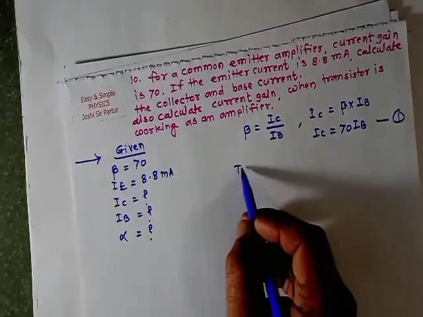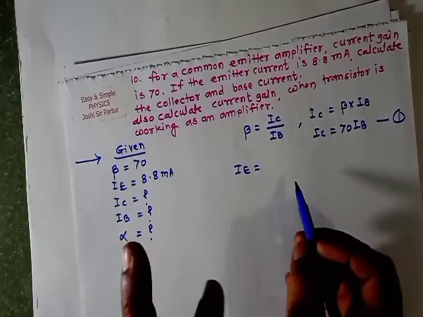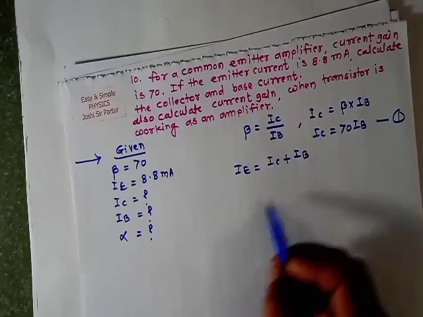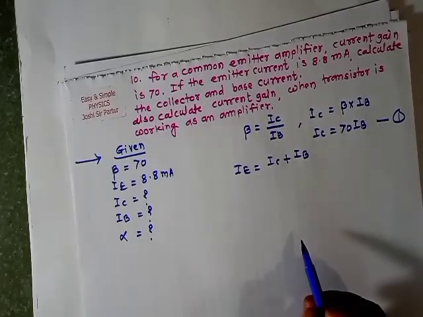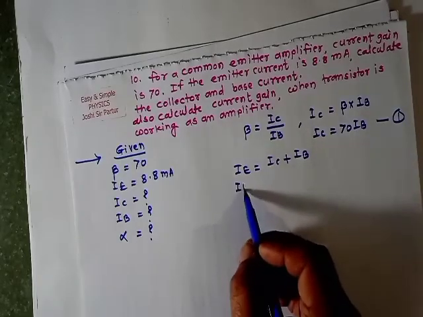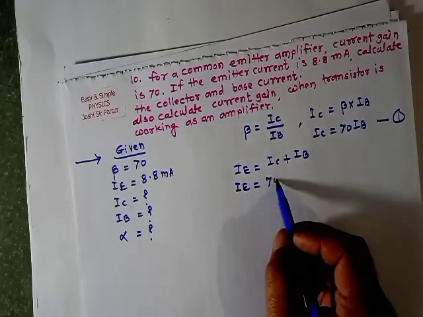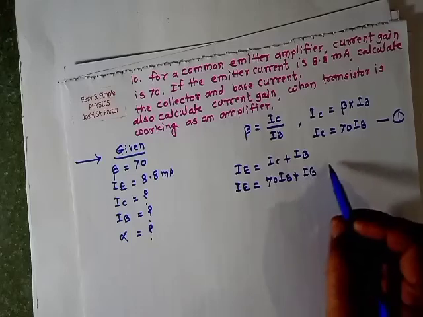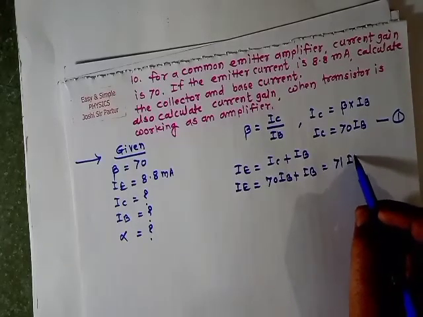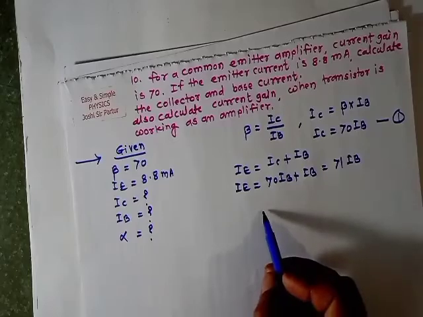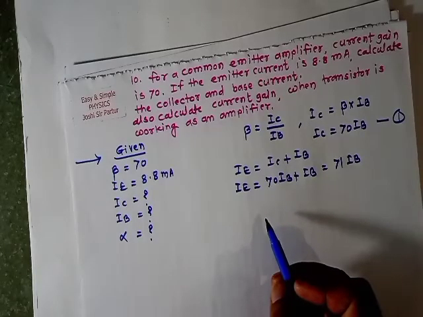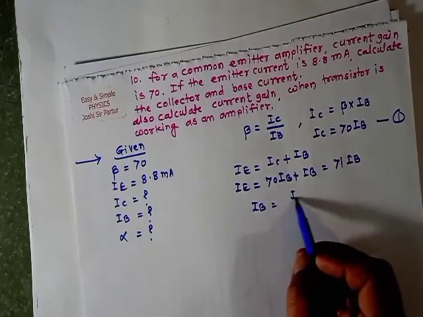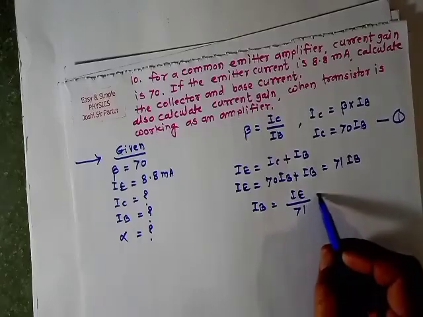We know that the emitter current is the summation of collector current plus base current. If we substitute the value of collector current from equation 1, the emitter current is equal to 70 base current plus base current, which is 71 base current. Therefore, base current is equal to IE upon 71.